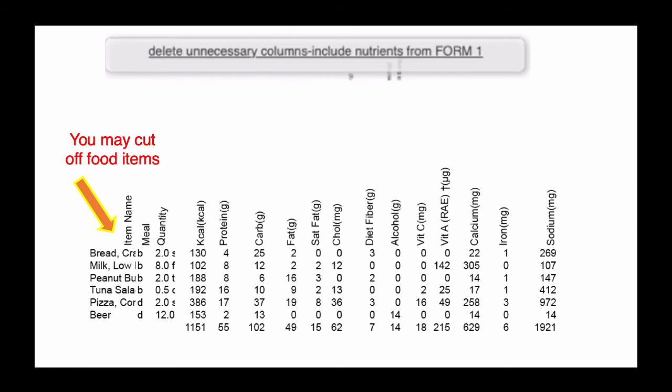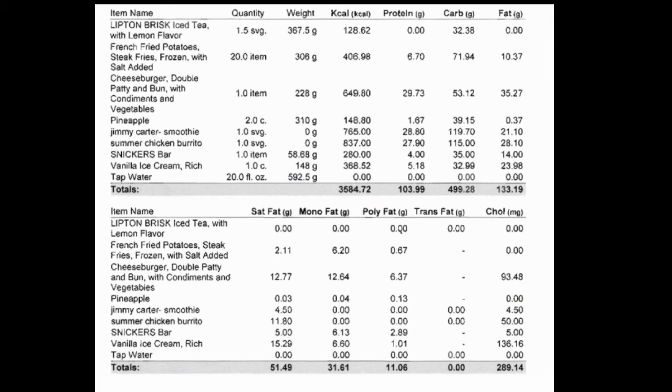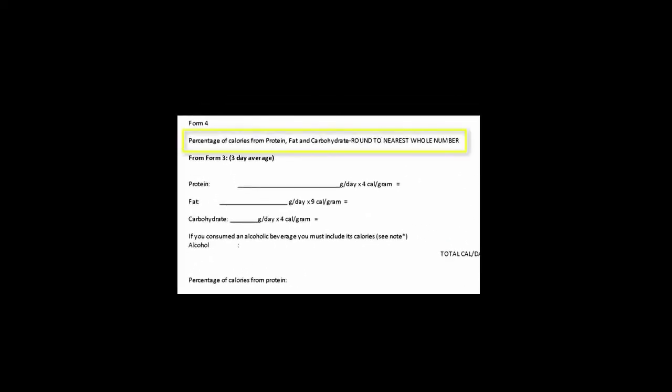Now, assuming I've just encouraged all of you to use the diet analysis program, this is the format for Form 1. You can delete all the columns that aren't necessary and hand in something that looks like this. And this is not what you want to hand in. Hand in the entire printout? Not a good idea. Or you will use it to calculate your percent calories from proteins, carbohydrates, and fats.